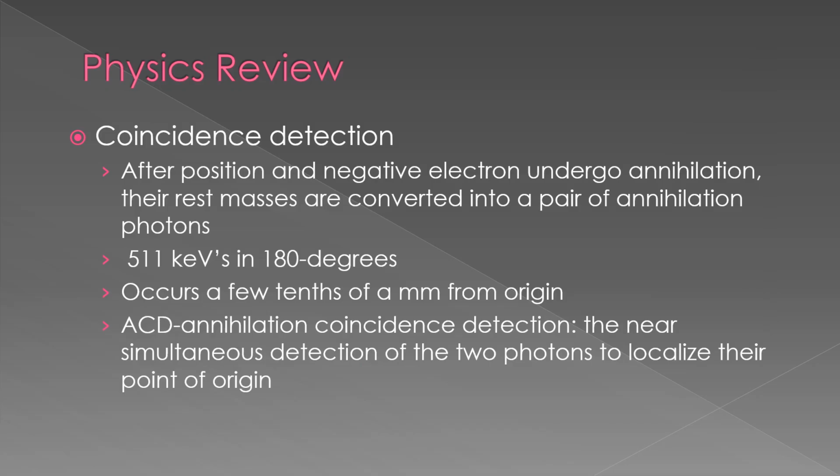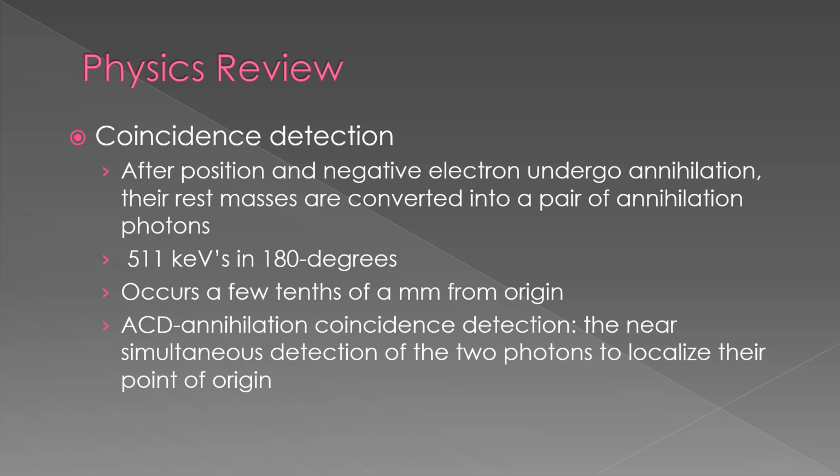So what we're doing with PET imaging is we are detecting those coincidence or annihilation photons. After the positron and the negatively charged electron undergo that annihilation reaction, those two 511 keV photons are emitted 180 degrees from each other. And that's what we're detecting with positron emission. We're detecting those two 511 keV photons that are opposite of each other. This is called coincidence detection.